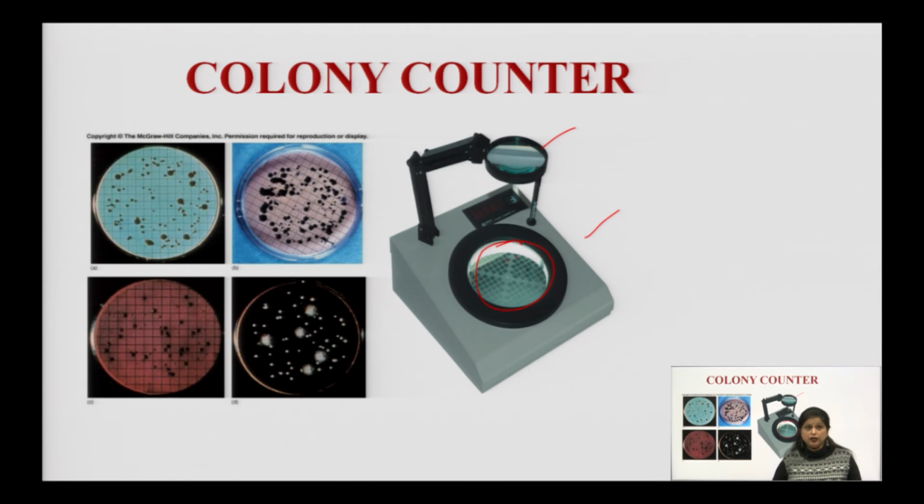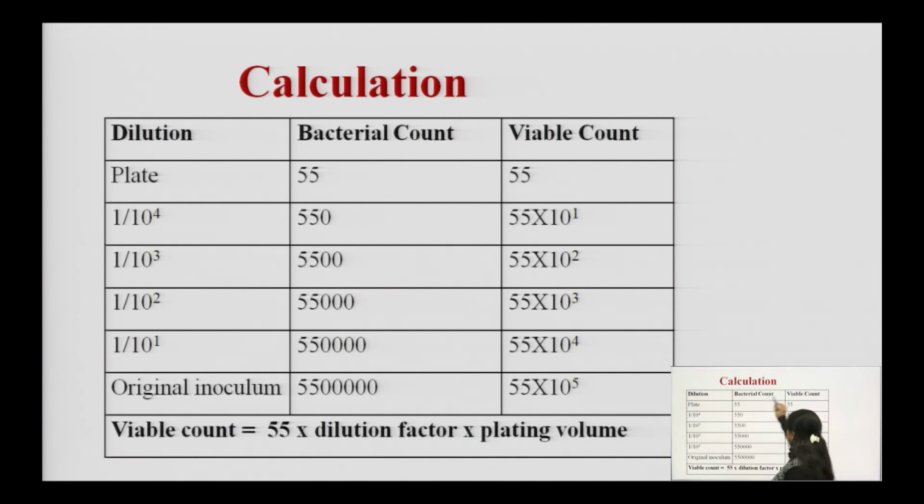Once we have counted the number of bacteria with the help of the colony counter, we can make a table like this, and in this table the first column contains dilution, the second column contains bacterial count, and the third column contains viable count. So dilution means the plate which you have selected for counting, giving the quantitative estimation in the original inoculum. If I have a plate in which colonies were visible and I have counted, suppose 55 colonies were there in that plate, and the number was more than 9 and less than 100.